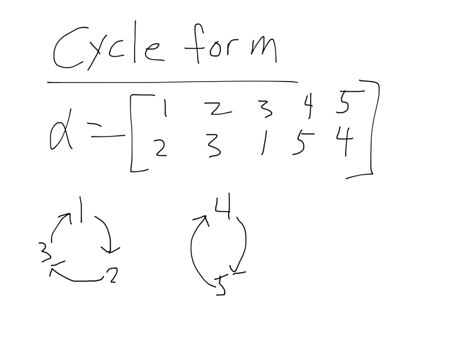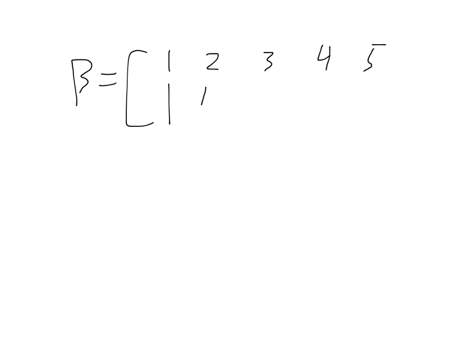The way that I would express this then in what's called cycle notation is just kind of a listing of the cycles one at a time. So 1 goes to 2, goes to 3, and I close the cycle. So within parentheses I have cycles. And then 4 goes to 5. We could do the same thing for beta. Beta was 1 goes to 1, 2 goes to 4, 3 goes to 2, 4 goes to 3, 5 goes to 5.